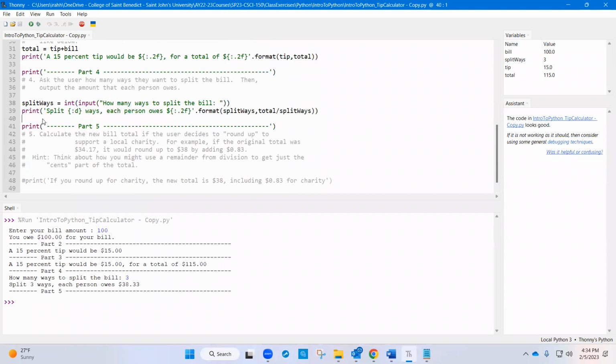For part number 5, assume we're just looking at the bill, because I wasn't clear enough here whether you want to use the total, the tip plus bill, or just the bill. So assuming we're just using the bill, and I noticed there's a typo here. If the total was 37.17, it should round up to 38, not 34.17. Again, I apologize for that.